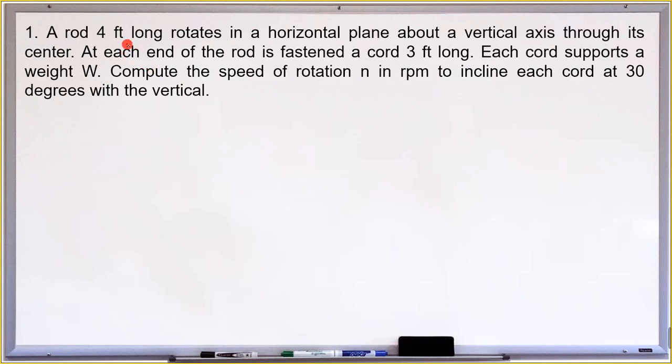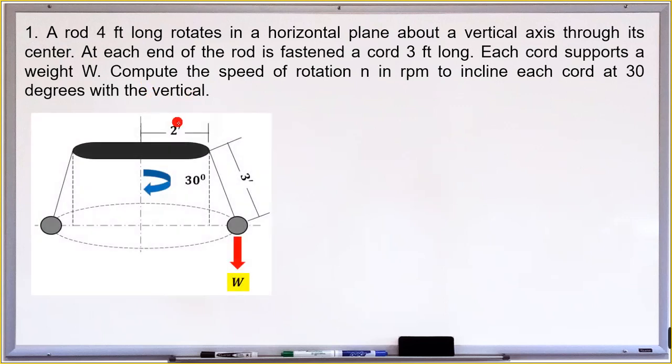First problem: a rod 4 feet long rotates in a horizontal plane about a vertical axis through its center. Let me show the illustration first. The rod is this horizontal dark gray one that looks black. It is 4 feet long, so halfway is 2 feet. It rotates horizontally about a vertical axis through its center, the geometric center of the rod.